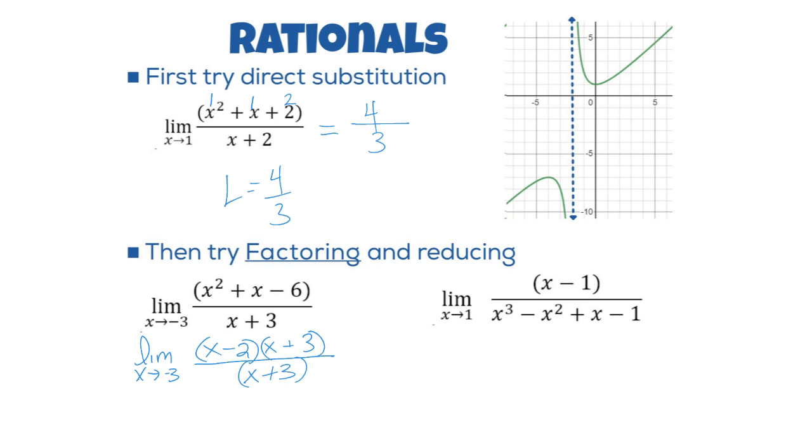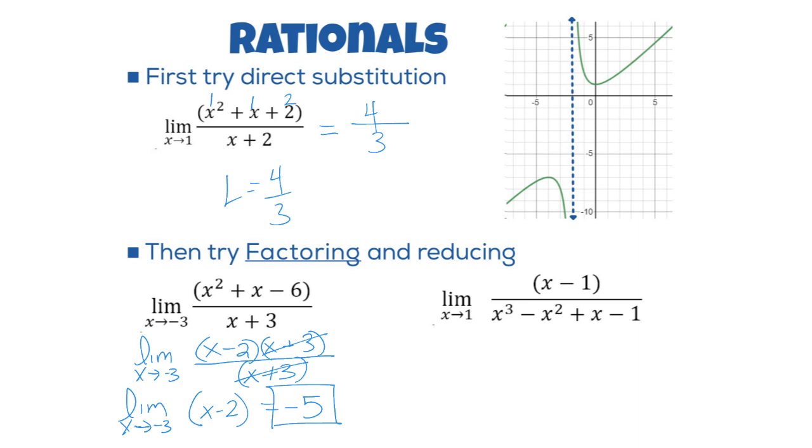Oh, look there. Those are going to cancel out for us. So since those cancel out, I'm really looking at the limit as x approaches -3 of x minus 2. Now I can do the direct substitution. So the limit, if I put in that -3 minus 2, I'd have a limit of -5 there.